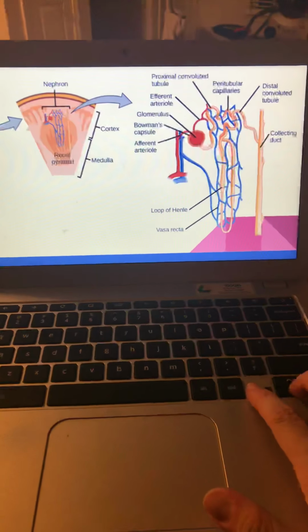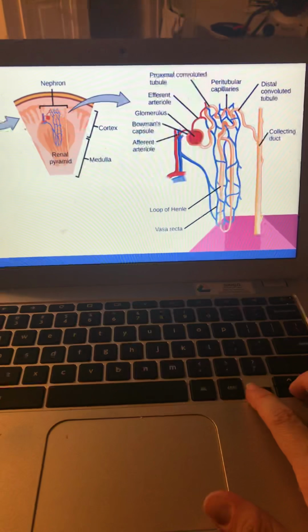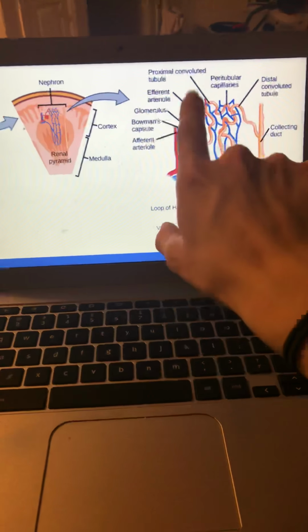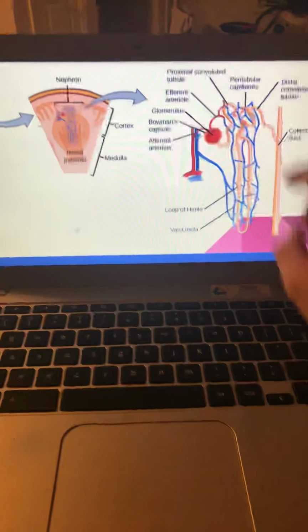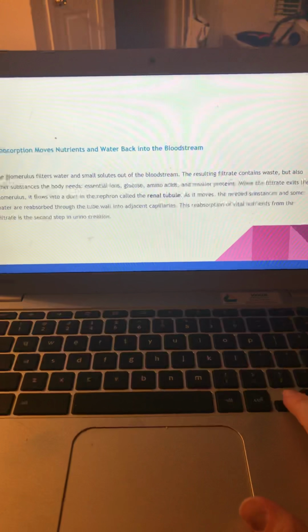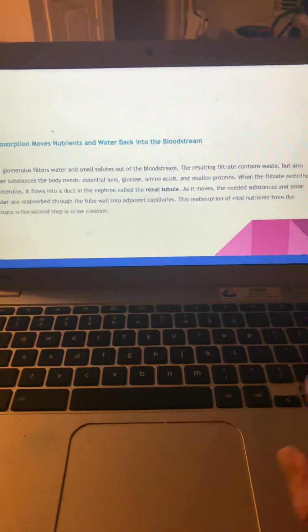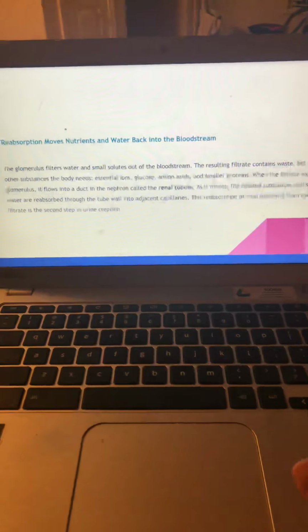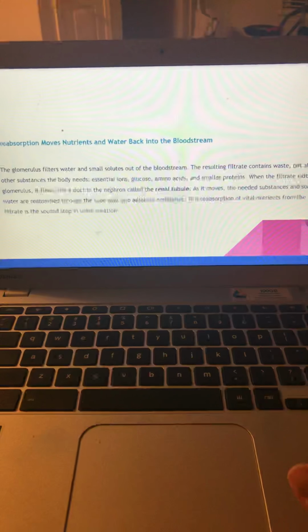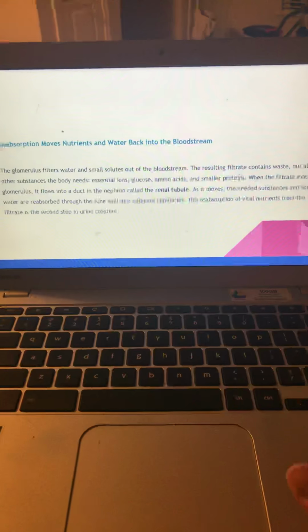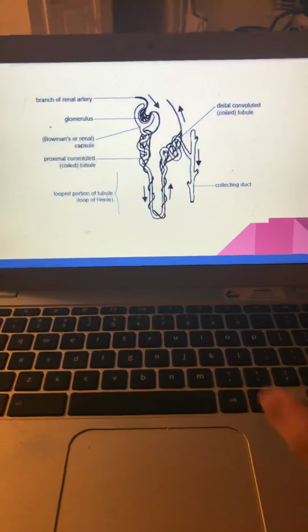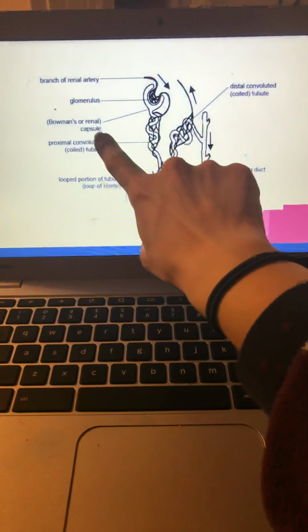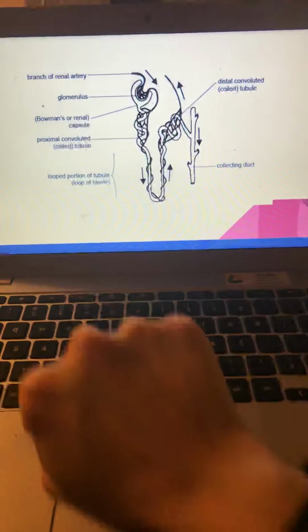So go back here. You can see the tube, right here. And this part, the reabsorption of vital nutrients from the filtrate, is the second step in urine creation. So, another diagram: the Bowman's or renal capsule, and the glomerulus.